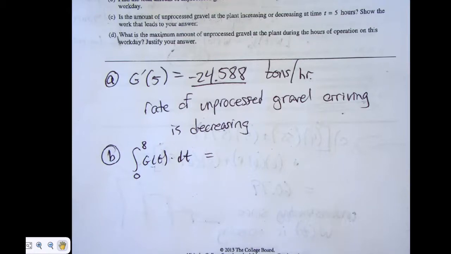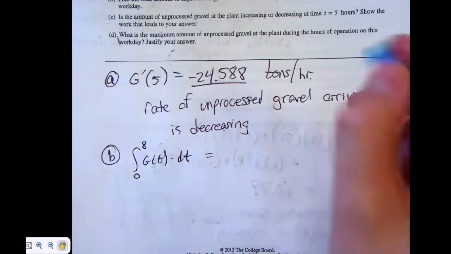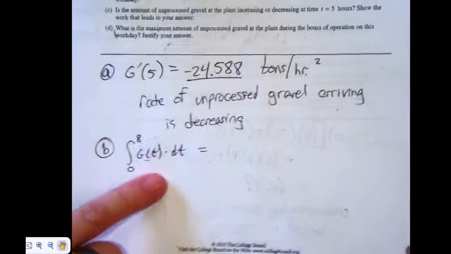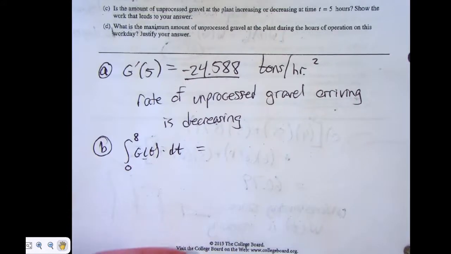Be like tons per hour squared then or no? Oh yeah, this would be tons per hour squared. I have my label wrong on the first part. They didn't ask for a label, but I should have it correct. Is it because it's the prime? Yeah, because G is a rate itself, so G is in tons per hour. So the derivative of tons per hour is tons per hour squared.